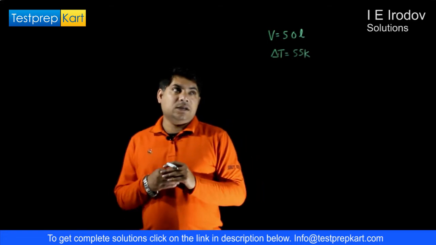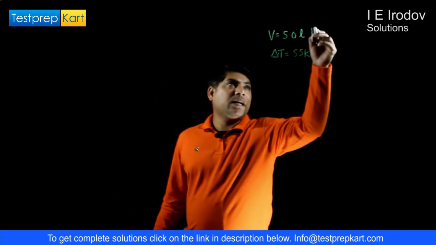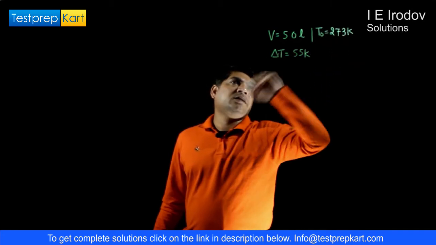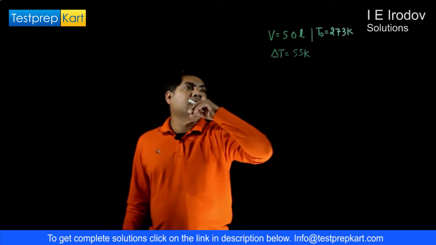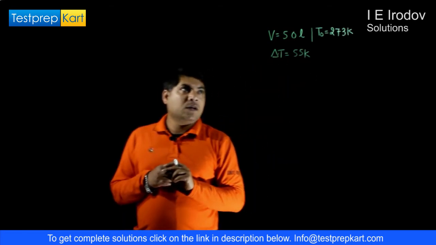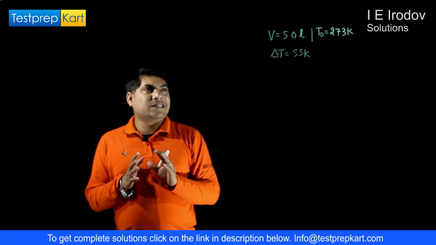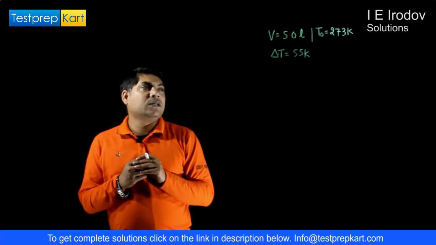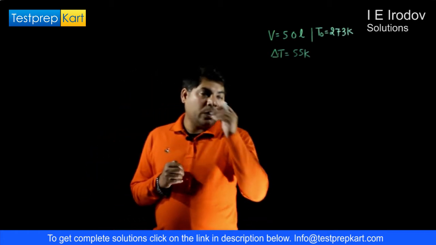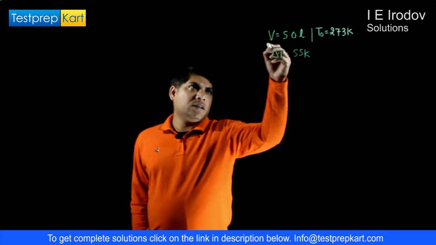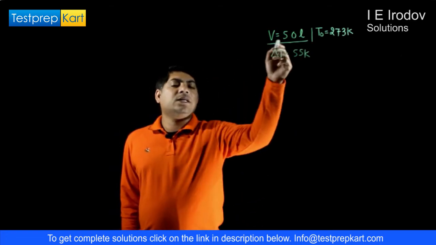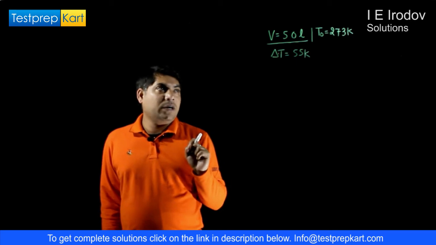So the initial state is given: temperature is 273 kelvins and volume is given, and it is being cooled by 55 kelvins. So first let's try to calculate how much heat will be lost by the gas. Look, in this case the vessel is closed. It is sealed properly. It means there would be no change in volume, right?